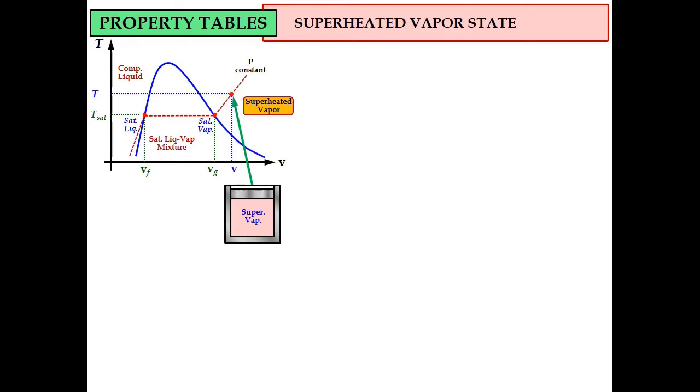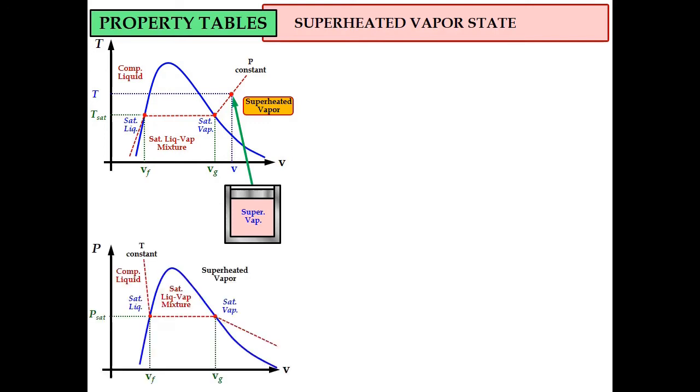In terms of a schematic diagram, this is the cylinder piston device, where the phase of the pure substance inside the cylinder will be 100% vapor. When we add heat, the temperature of the vapor will increase. We can also describe the state of superheated vapor by using a PV diagram.